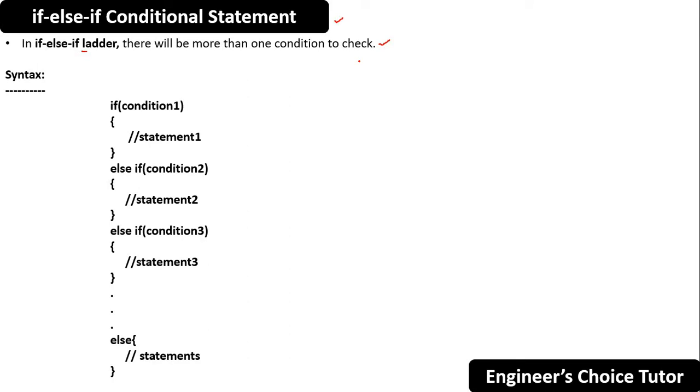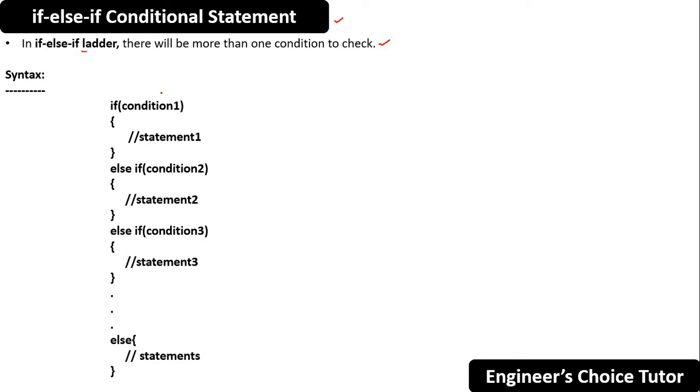Hi everyone, in today's lecture we will discuss the if-else-if statement in Java. It is also called the if-else-if ladder. So basically, in an if-else-if ladder there will be more than one condition to check or to evaluate. Let's understand this with the help of the syntax. So this is the syntax.